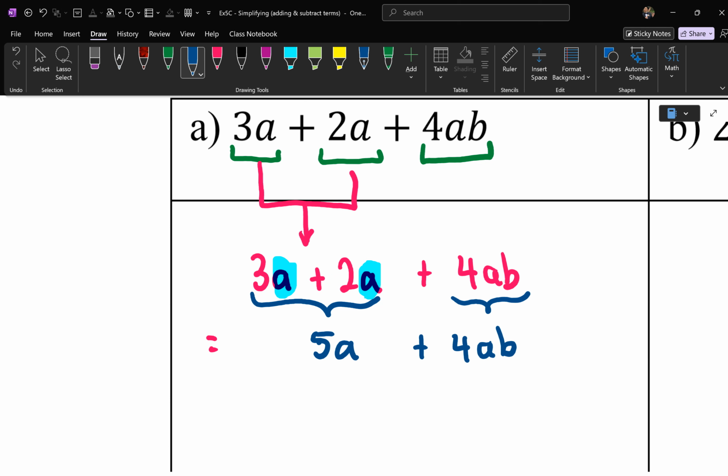So I've got 4 bruised apples and I've got 5 normal apples. That's why you can't group them together and say it's 9 apples. They're different. That's how you simplify the first one.